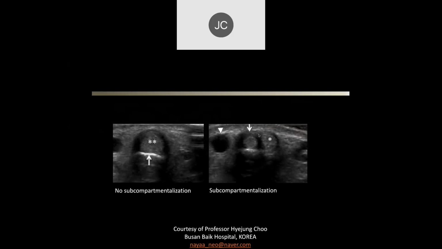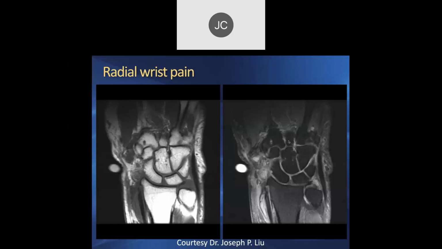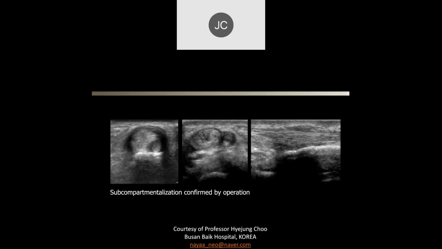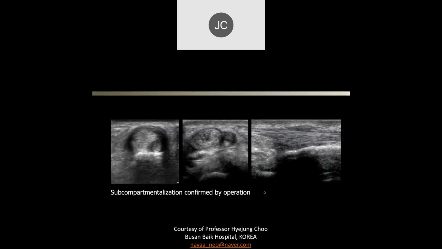In this particular case, with the ultrasound, we can get higher resolution and see some separation between different tendons within the tendon sheath here. So you can see kind of multiple compartments. This was a patient who had subcompartmentalization. They went into surgery and found that there are two compartments within the first extensor compartment.